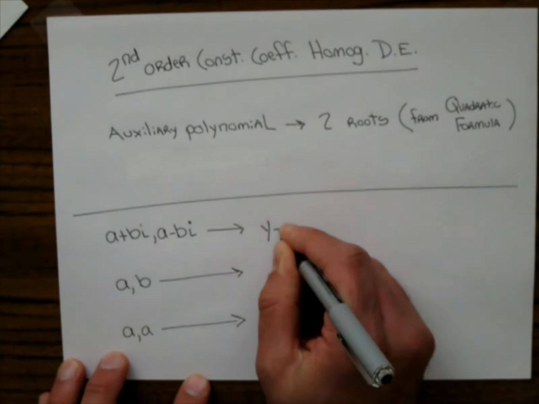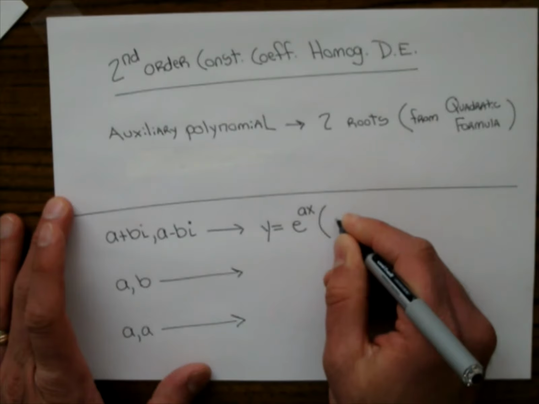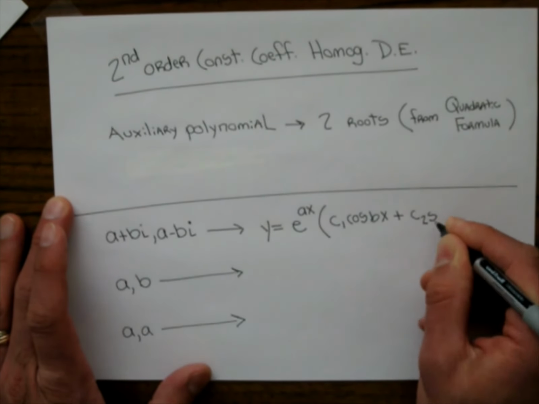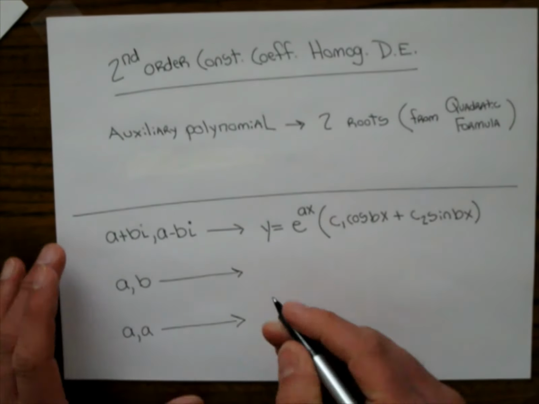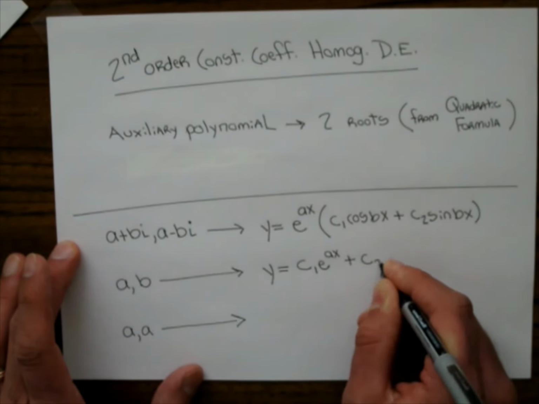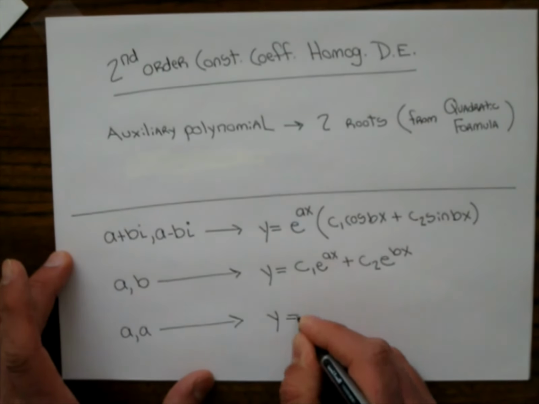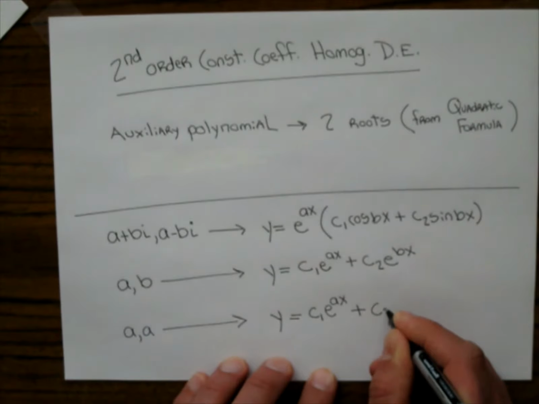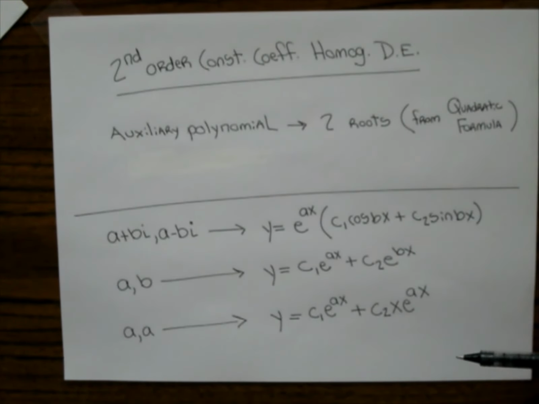Your solution to the differential equation will look like this. e to the ax, so we take the real part for that, and then we have C1 cosine bx plus C2 sine bx. Now when you have two distinct real numbers here, your solution, this is the first one we looked at, C1 e to the ax plus C2 e to the bx. And then the last one is when you have a repeated root, which is C1 e to the ax, so the repeated root is a, plus C2, don't forget your extra x, e to the ax. So this summarizes everything we've done so far.